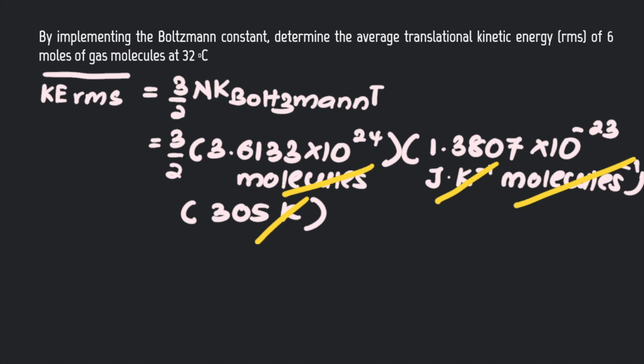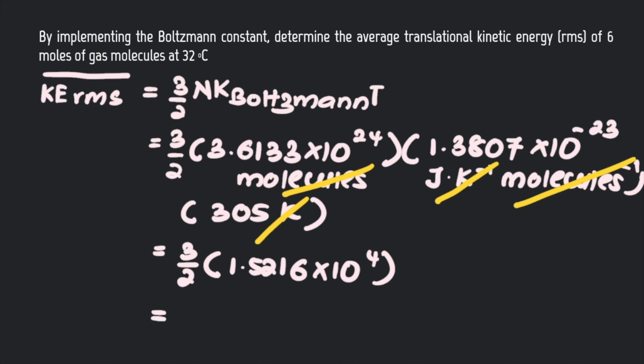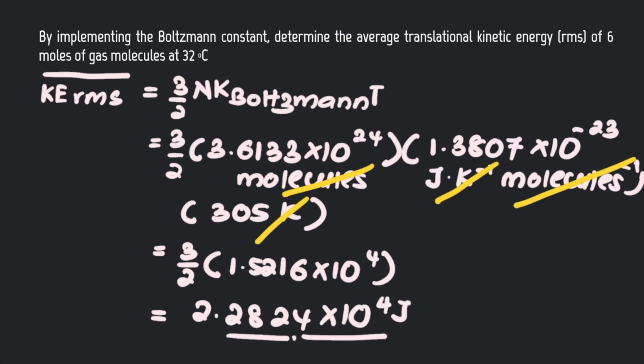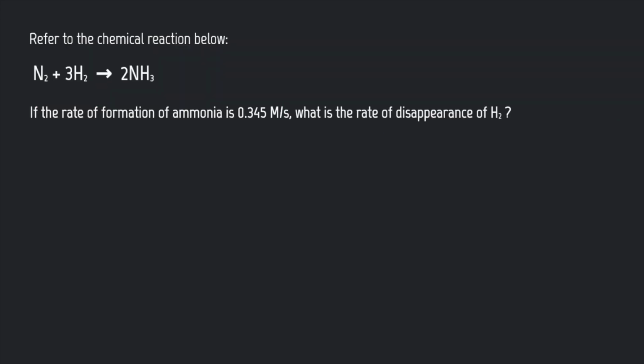Alright, so next up, you just have to plug in the value. So again, 3/2 times 1.5216 times 10 to the power of 4. Hence, your final answer will be 2.2824 times 10 to the power of 4 joule. So this is the final answer for the third question. Moving on to question number 4.